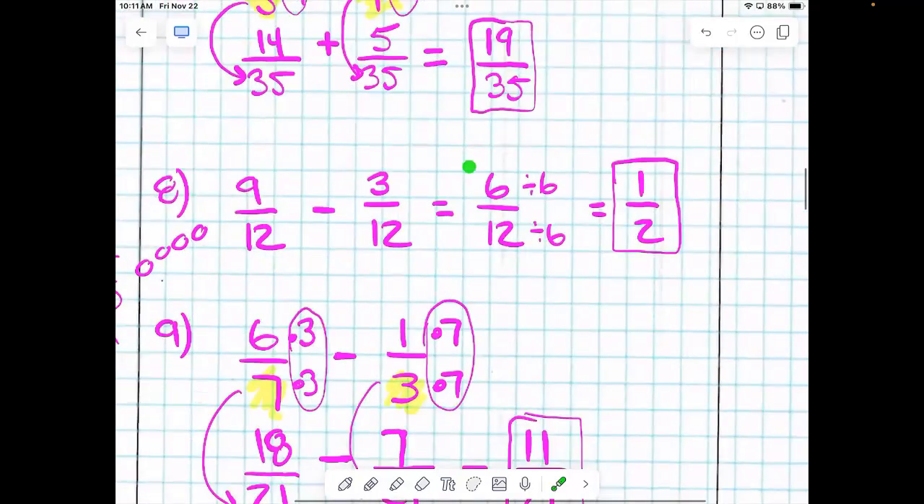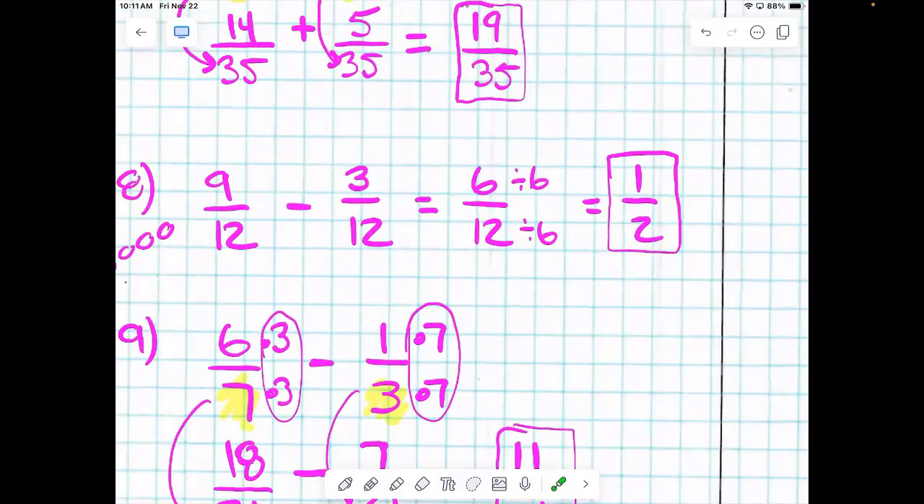What happens if we get an answer like this? Is that an actual final answer? No. Why is it not final? We can simplify or reduce it, right? Does 6 and 12 have a common factor? Yes, it has 6. You could also use 2, but then you just have to keep simplifying, right?